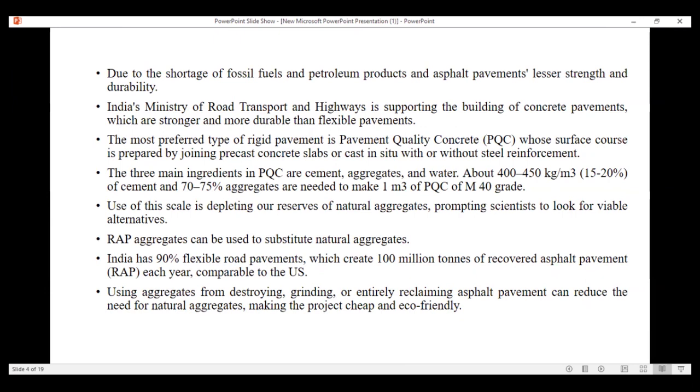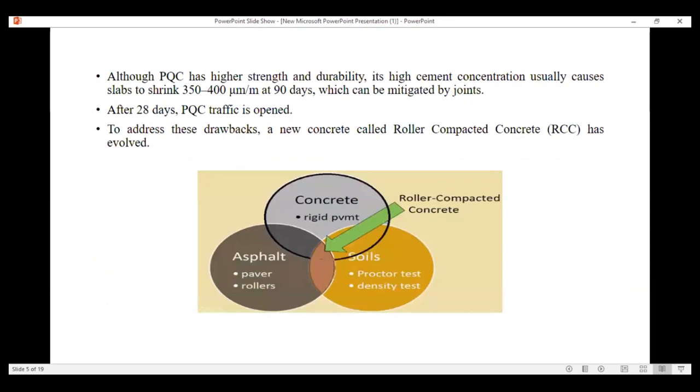So presently most researchers are searching for alternatives to these aggregates, and a few researchers have suggested RAP, recycled asphalt pavement aggregates. These are obtained from flexible pavements. After the life of these flexible pavements, we extract this aggregate from them. So this is one case, and another case is cement content. Cement content is also around 15 to 20%. This cement content increases strength, but at the same time it shrinks more.